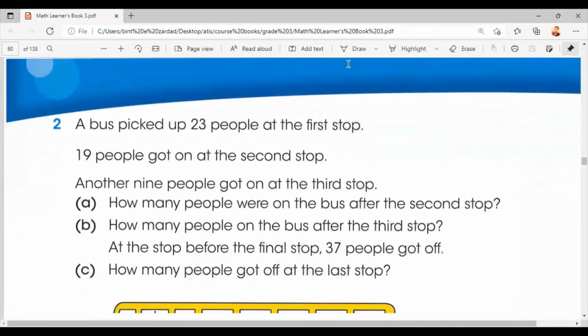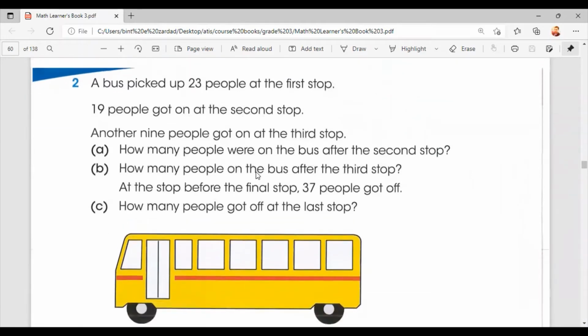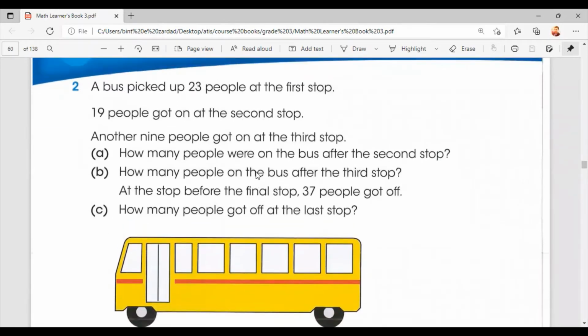After this, a bus picked up 23 people at the first stop. 19 people got on at the second stop. Another 9 people got on, coming inside the bus at the third stop. First stop 23, then 19, then 9 people. So at 3 stops, these are the people coming inside the bus.